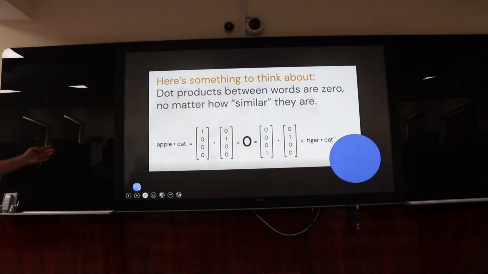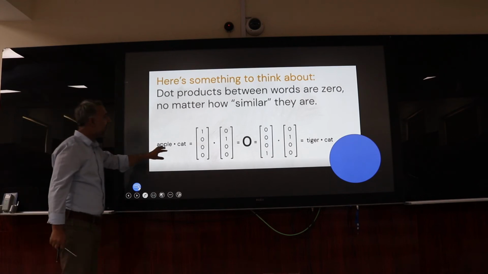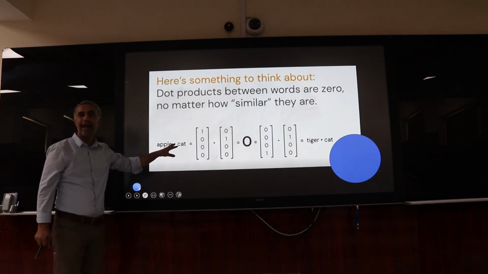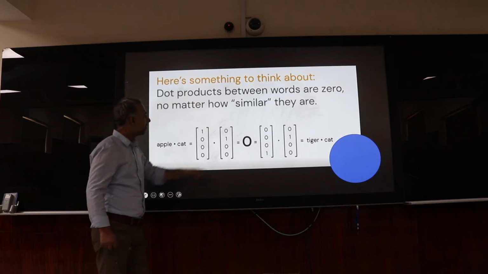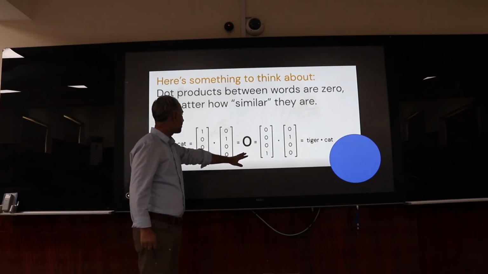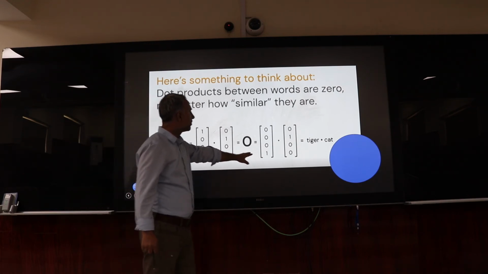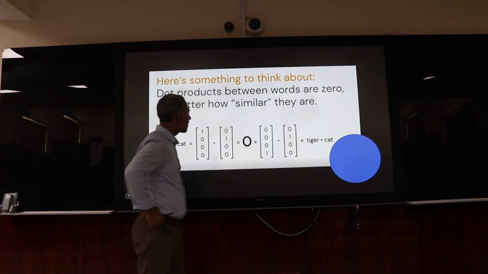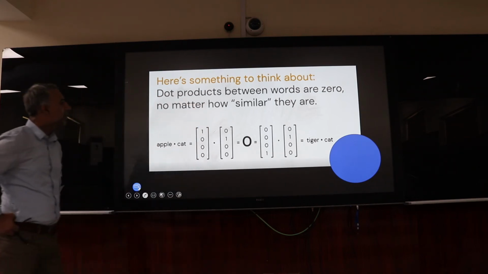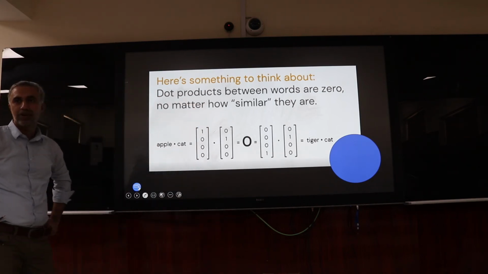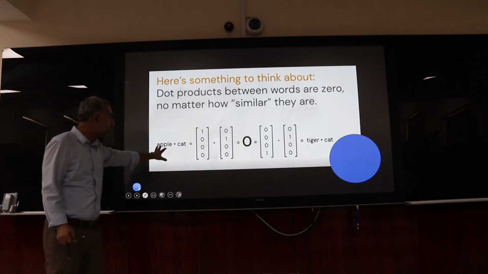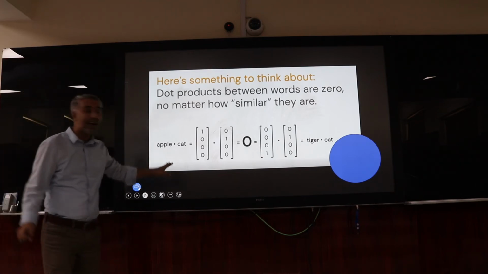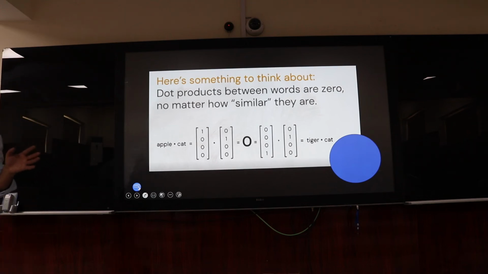And sometimes here you can see if we are multiplying the apple and cat, the answer is what? 0. And if you are multiplying the tiger and cat, again 0. Though there is no similarity, these are totally different things. Okay, apple and cat are totally different. Are you getting my point?